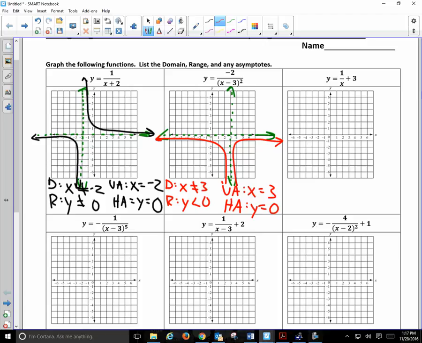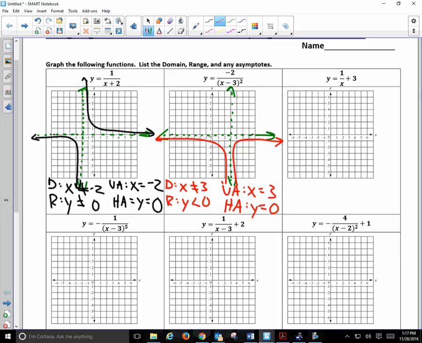The vertical asymptote is this line right here. It's an equation of x equals 3. The horizontal asymptote is this line here, y equals 0. So the range is all the values that the graph can output, and it can output down here, here, here, here. Got it? Try the next one.